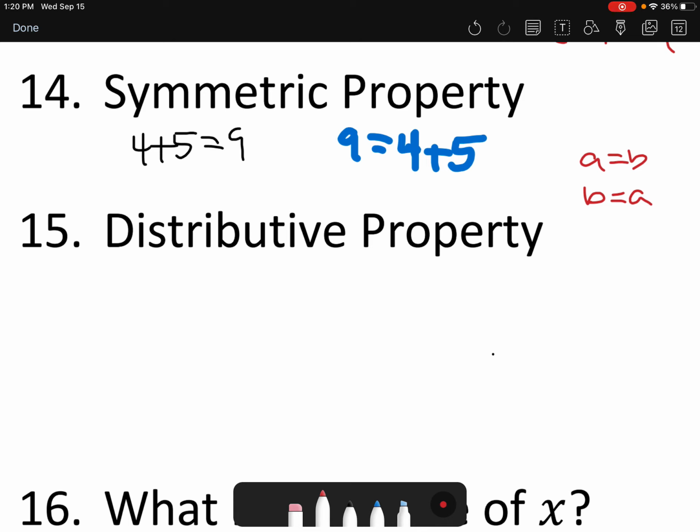Last thing is the distributive property. The distributive property is something that you learned about way back in probably 7th grade. That's how we know that 3 times x plus 1 is the same thing as 3x plus 3. The distributive property tells us that you take that 3 and you multiply it times everything inside of those parentheses. That's what the distributive property looks like.